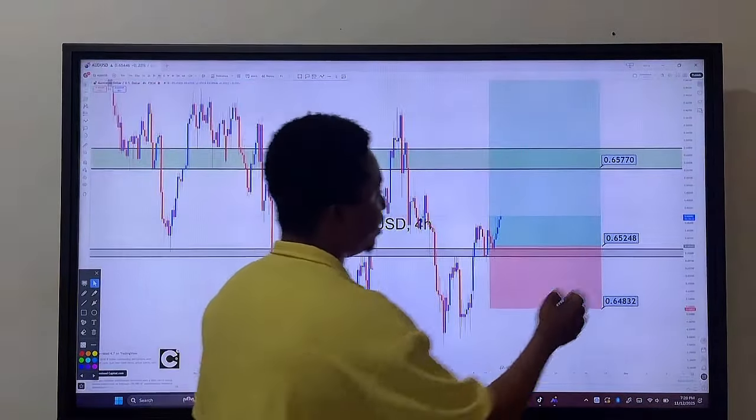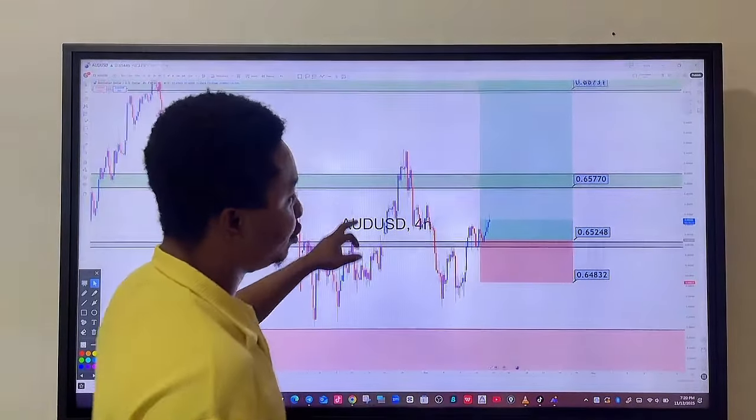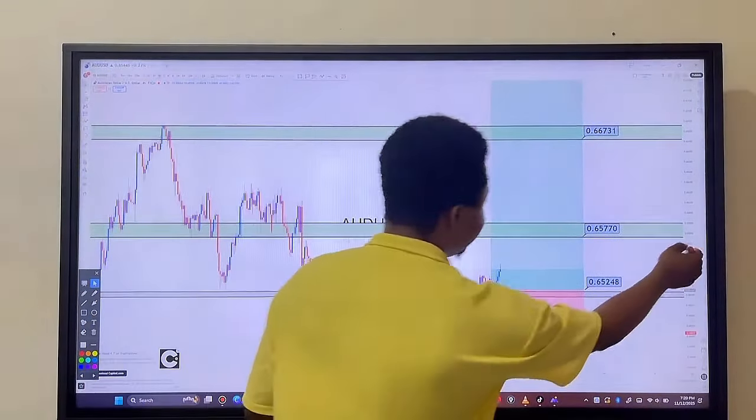Alright, so this is AUD USD. Now AUD USD, we have an entry on this pair already in the free Telegram channel.